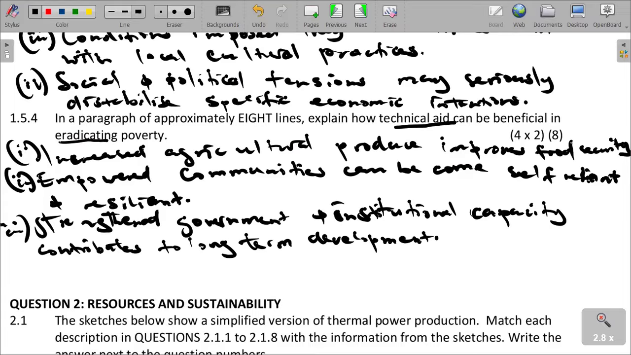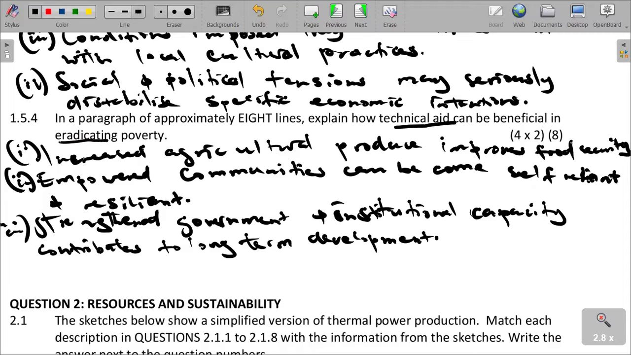And then we can as well identify that building local expertise and capabilities through technical aid ensures solutions that are tailored to the specific needs and context of the community. That can also help more effective and relevant interventions to be integrated, which also helps to sustain long-term solutions.